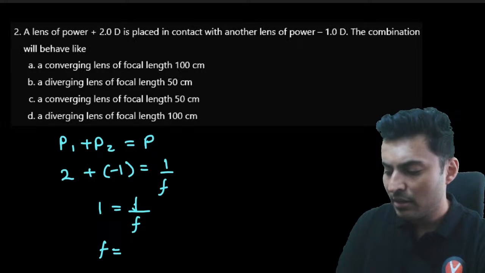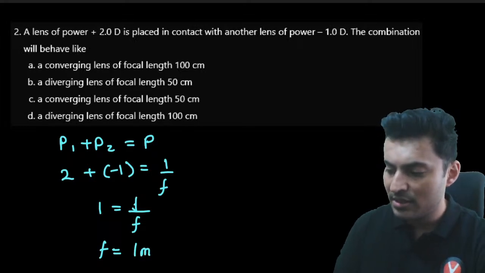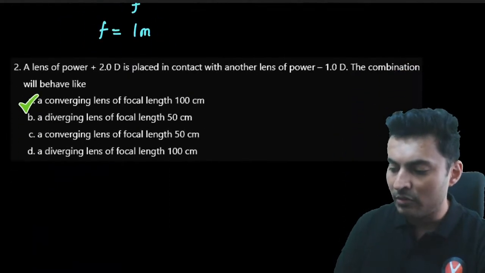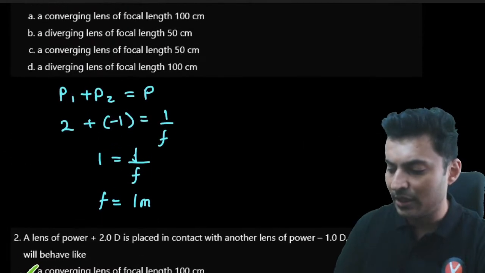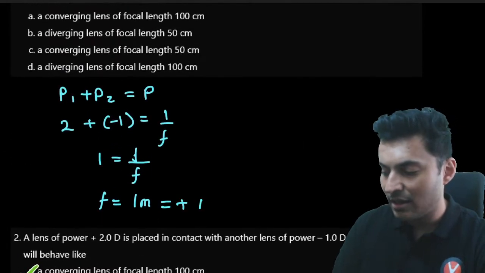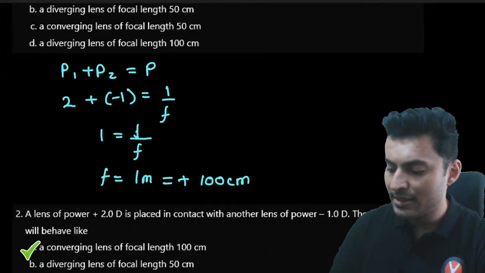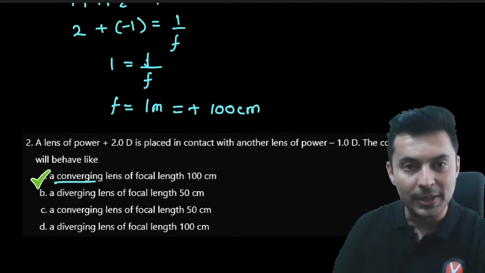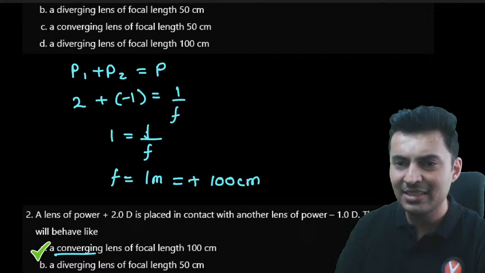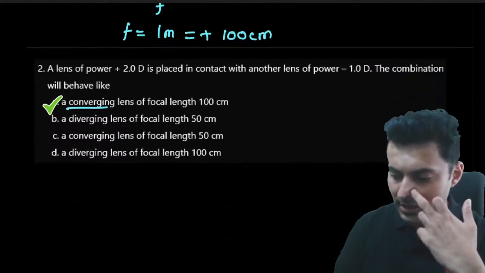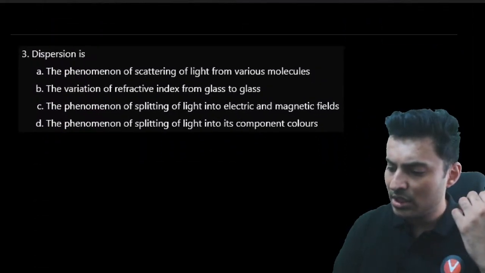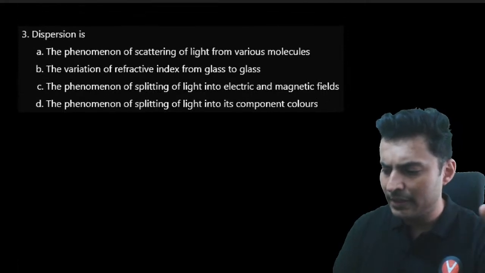So F will be 1 meter, which is 100 centimeter. Yes, it is plus 100 centimeter. That is the reason why it is converging. Positive means it is converging. Very good. Dispersion is deleted, I believe, but still I'll just do it in case they ask.